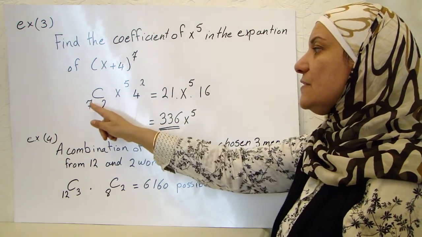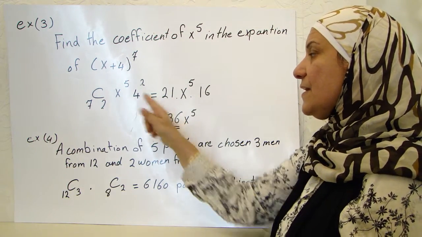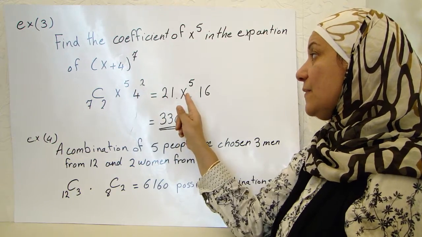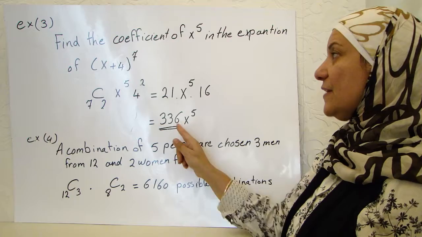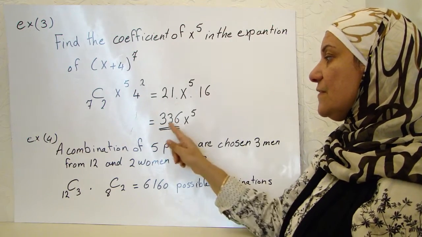Okay, so 7C2 is 21, x to the power 5, which is x to the power 5, and then 4 to the power 2, which is 16. I multiply them all together, so my coefficient is 336.